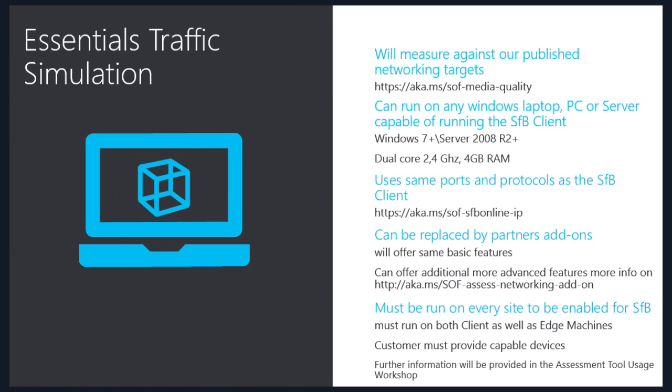So what do we do for the essentials traffic? We'll actually measure against our published networking targets. We'll talk more about the networking targets later on and in our different workshops. You can run this on any Windows laptop, PC, or server that's capable of running the Skype Business client. Use the same ports and protocols as the Skype Business client. And if you'd rather run a partner add-on, you're more than happy to do that. It must be run on every site. And we have two different ways of testing. You must test between the client and the Microsoft Edge, and the customer Edge and the Microsoft Edge. We'll show you a little bit more about that later on.